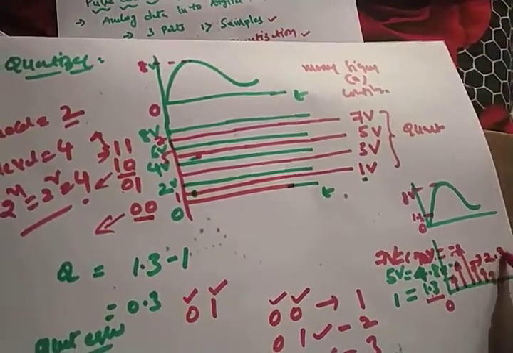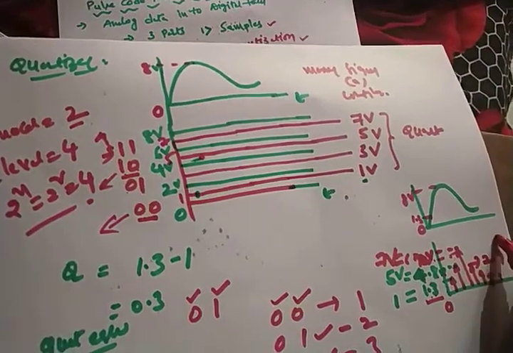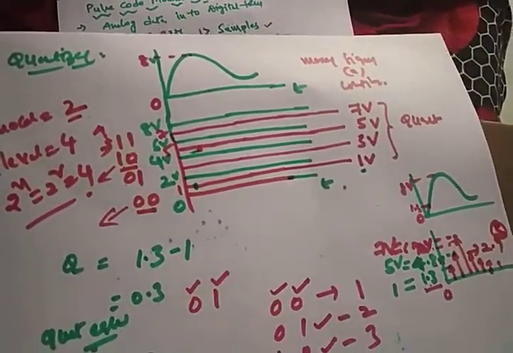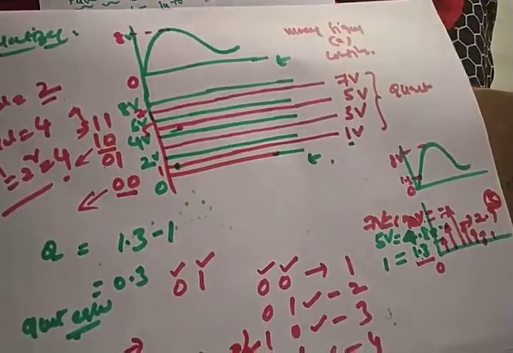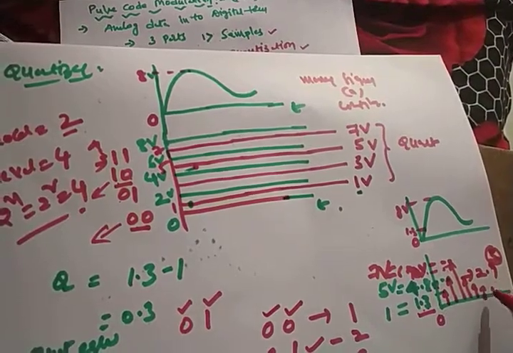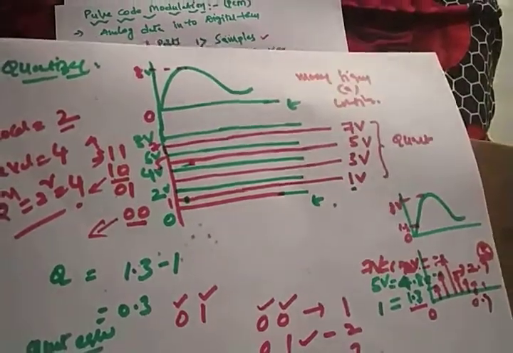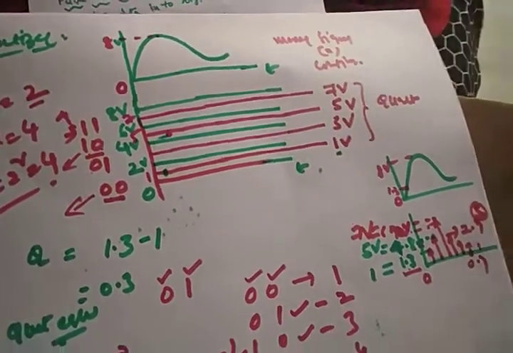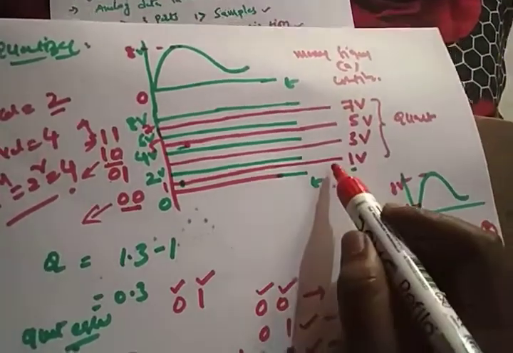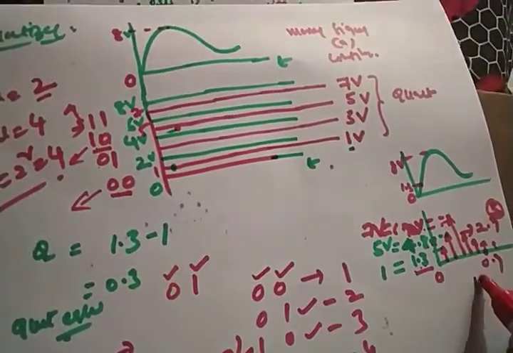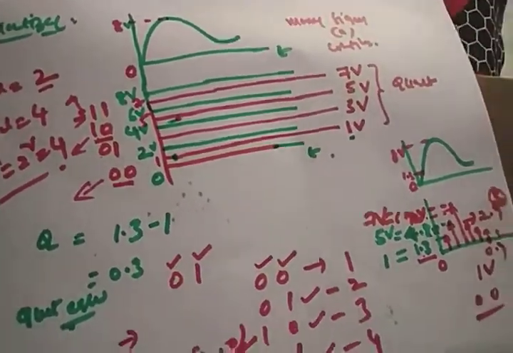But suppose it is 2.9. What is my digital value? What is my quantized value? 3. 3 means what is the value? 10 is my digital form. But suppose it is 0.9. The quantization level is fixed, so 0.9 is taken to the nearest quantization level, which is 1 volt, and its representation is 00.